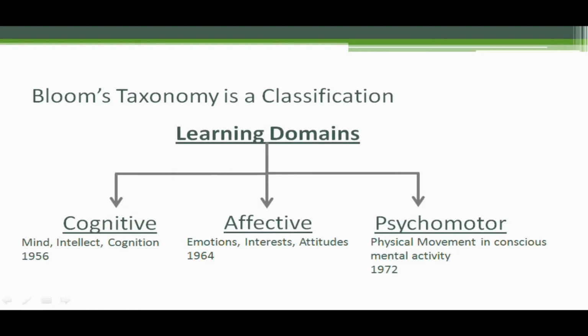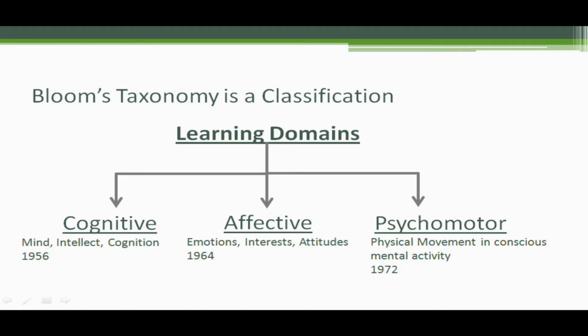Now, let's talk about the classification of Bloom's taxonomy. There are 3 different learning domains: cognitive, affective, and psychomotor. Cognitive means mind, intellect, cognition. This domain was given in 1956. Then we have affective. Affective means emotions, interests, attitude, behavior. This domain was given in 1964. And the last one is psychomotor. Psychomotor means physical movement connected with conscious mental activity. This domain was given in 1972.